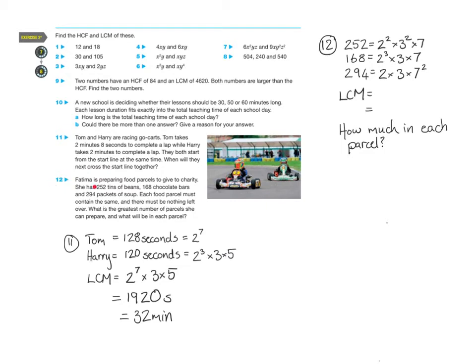Question 12. Fatima is preparing food parcels to give to charity, and she's got all of these things. Each food parcel must contain the same number, and there must be nothing left over. What is the greatest number of food parcels she can prepare, and what will be in each parcel?